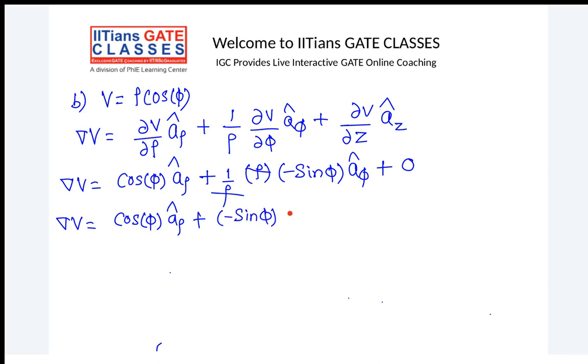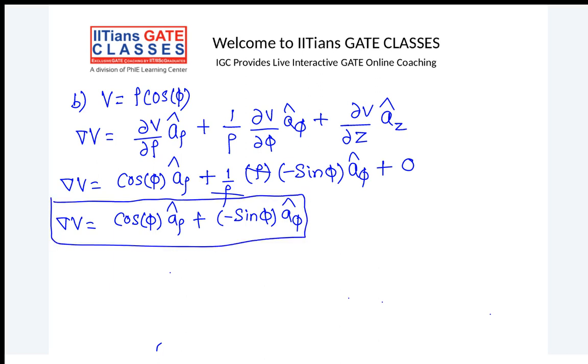So this is the gradient, whatever you have found, in terms of d rho a rho cap plus d phi a phi cap. Of course, there is no dz, but still I was writing dz az cap. So when you are finding the divergence of the gradient you obtained in the previous statement, you take this as a vector where d rho will be cos phi and d phi will be minus sin phi.